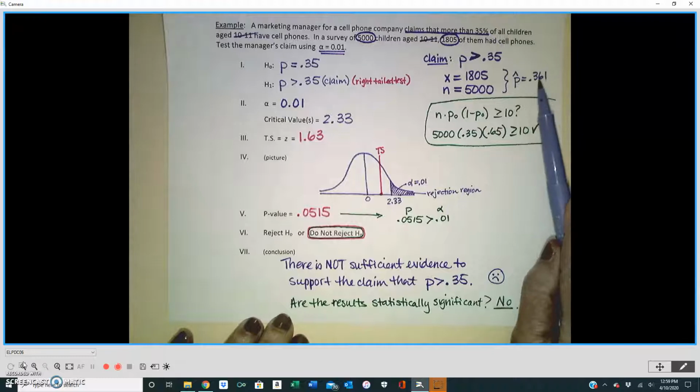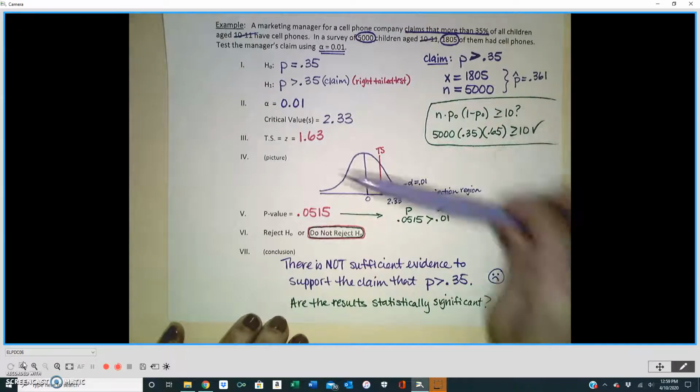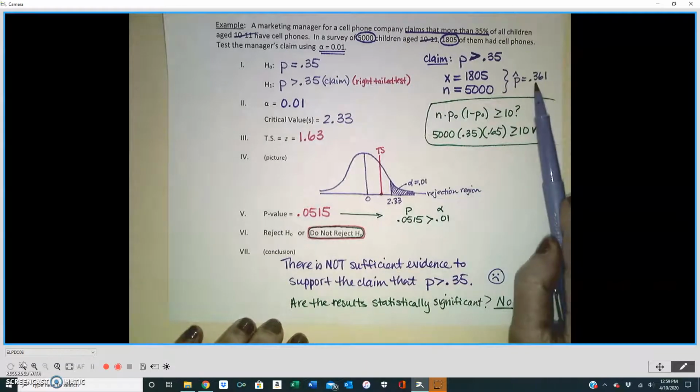So see, there's something deeper going on here than just, oh yeah, 36 is bigger than 35. It is bigger. Yes, I agree. It's bigger. Here's the kicker. It's not significantly bigger. And what we're testing is statistical significance. Your results have to be significantly bigger.